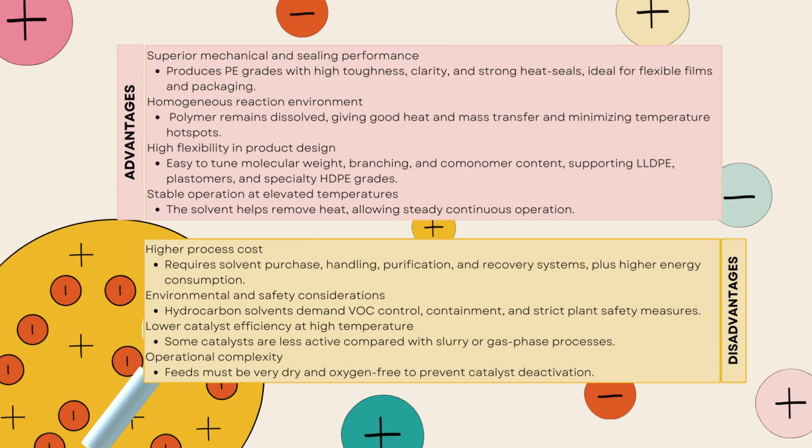Okay, for the advantages, the first is superior mechanical and sealing performance, because it produces PE grades with high toughness, clarity and also strong heat seals. The second one is a homogeneous reaction environment, because the polymer remains dissolved, giving good heat and mass transfer. The third one is high flexibility in product design, because it is easy to tune molecular weight, branching and comonomer content. And the fourth one is stable operation at elevated temperature.